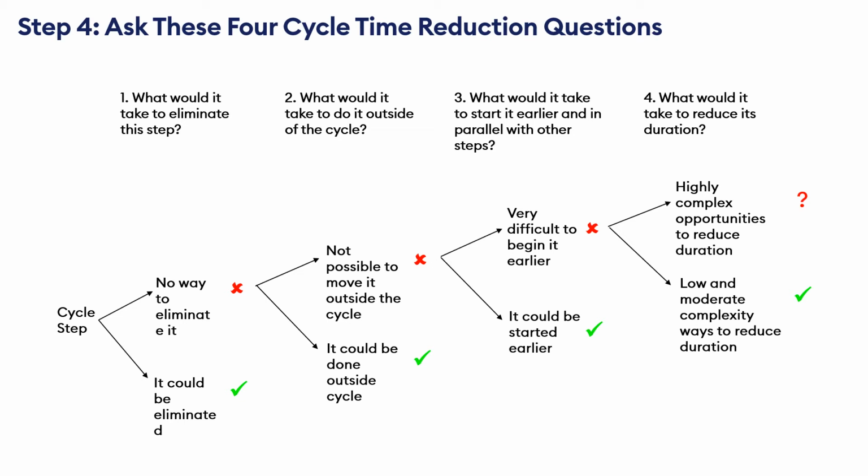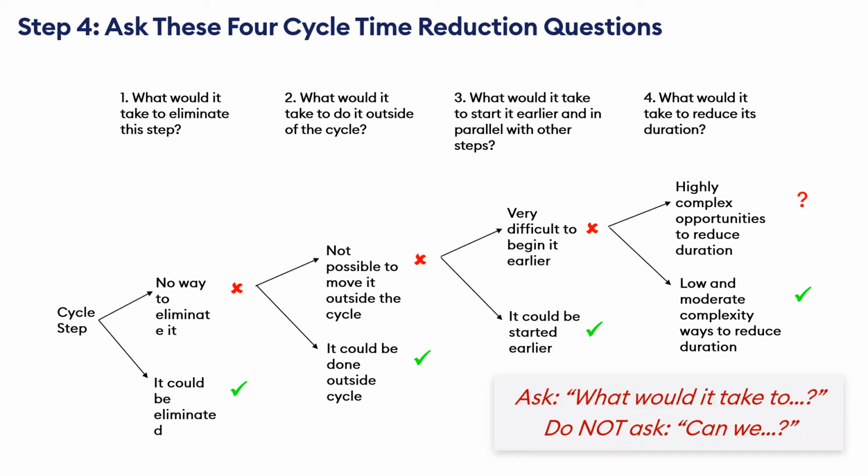One other point to emphasize here is the way you ask these 4 questions. They deliberately begin with the words, "What would it take?" to get the group in a creative mindset in order to develop new possibilities. Sometimes there's a tendency to want to fly through the process, and you hear questions beginning with the words, "Can we? Can we eliminate this step? Can we do it outside the cycle?"